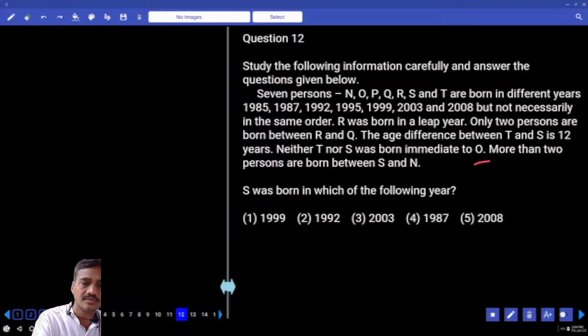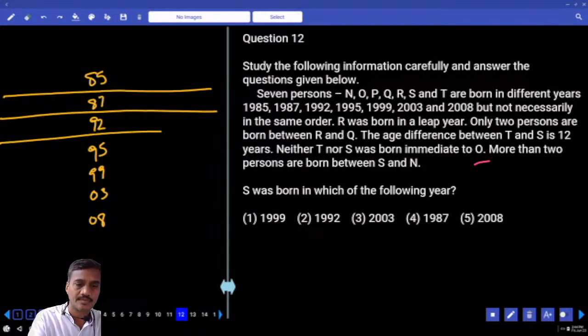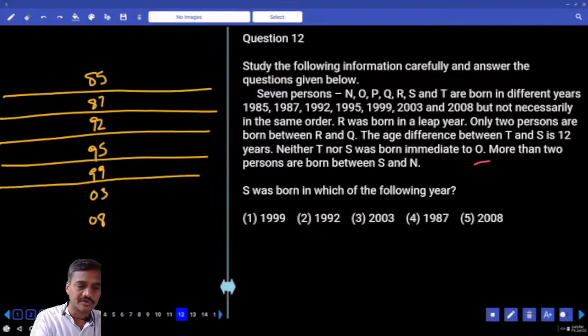Now here, write down the years: 1985, 87, 92, and 95, 99, 2003 and 2008. And so many persons are there? 7 persons born in these 7 different years. Just we need to find out who was born in which year.